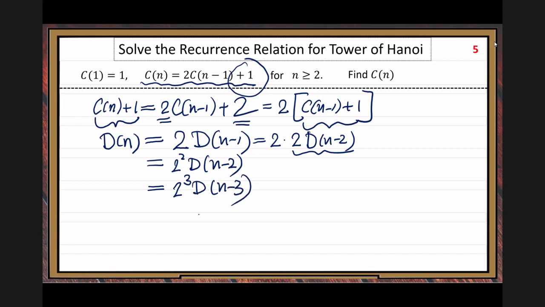Can you see some special rule when we do iteration in this way? Yeah, a simple rule. If we keep doing things like this, if we get to the kth iteration, we have 2 to the k times d of n minus k. That's the rule. Okay?